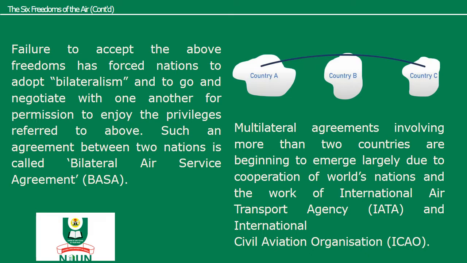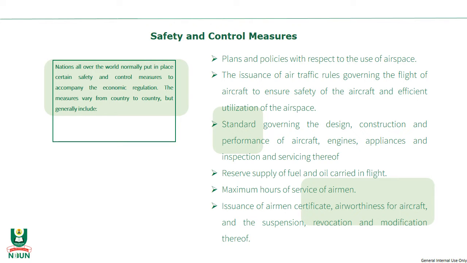Then there is another one that is referred to as a multilateral agreement. This one involves more than two countries and is beginning to emerge largely due to cooperation of world nations and the work of the International Air Transport Association, referred to as IATA, and the International Civil Aviation Organization, which is ICAO. With all that I have just discussed above, the most important part is the safety and control measures, which must be put into consideration.